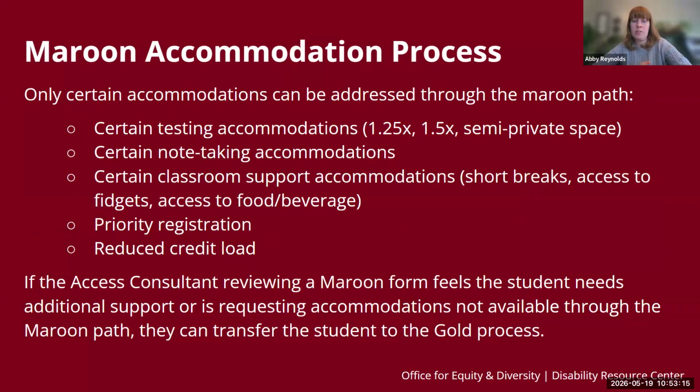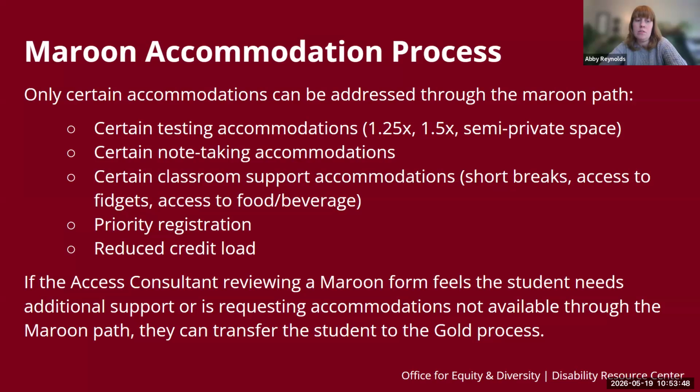Take a short break, access fidgets, access food, beverage. I should also probably add medication to this as well. So like if we have a student who needs to access their insulin in class or something along those lines. Priority registration, which means registering earlier in the registration timeframe. Usually students will be reporting that they have mobility concerns and need more time getting between classes, something along those lines, so that we can help with some of the scheduling there.